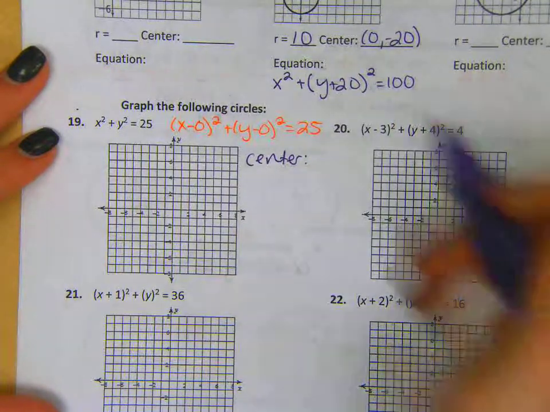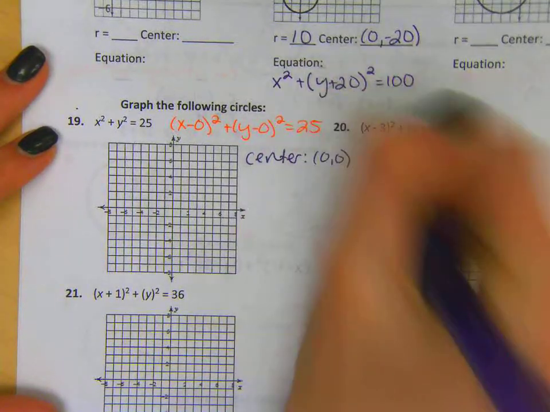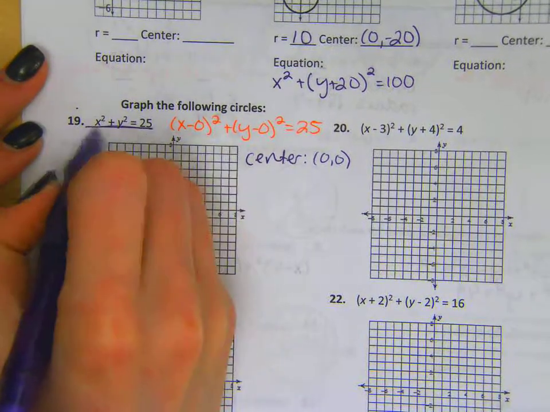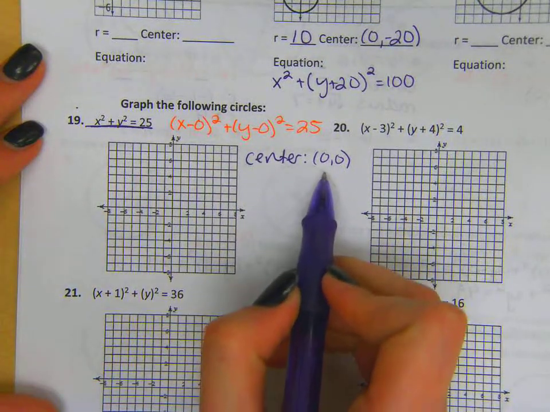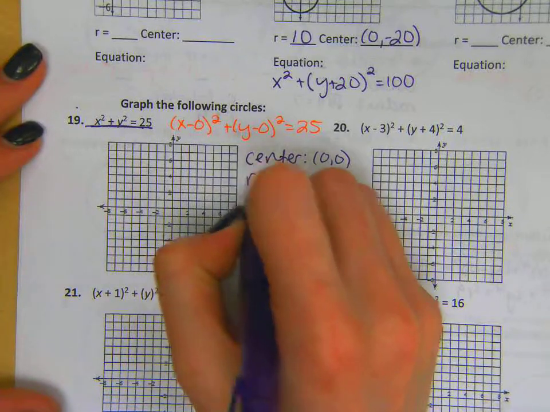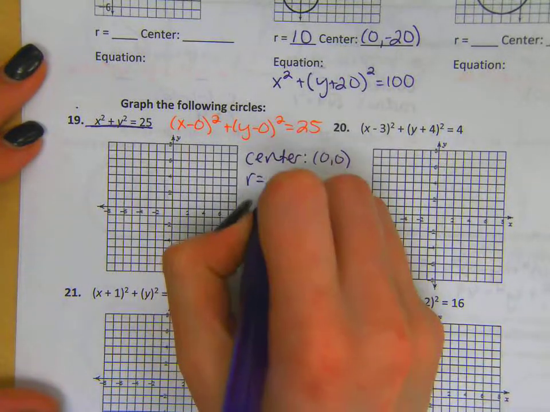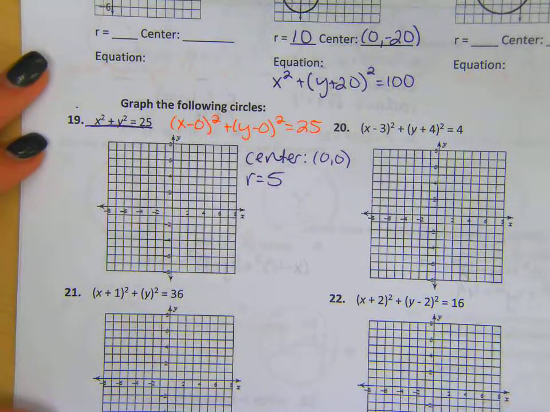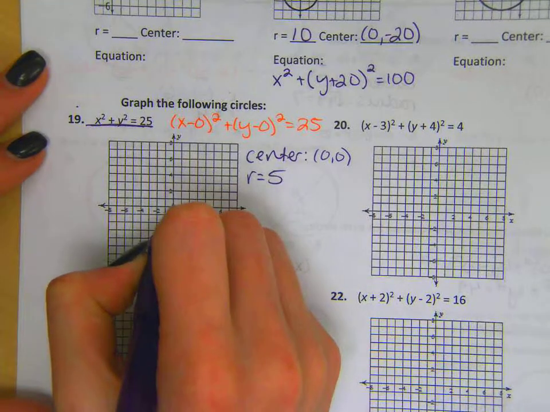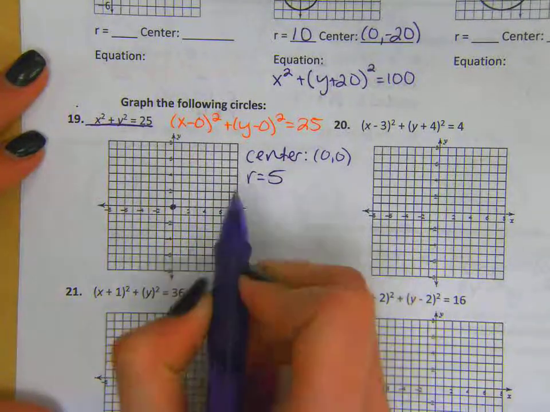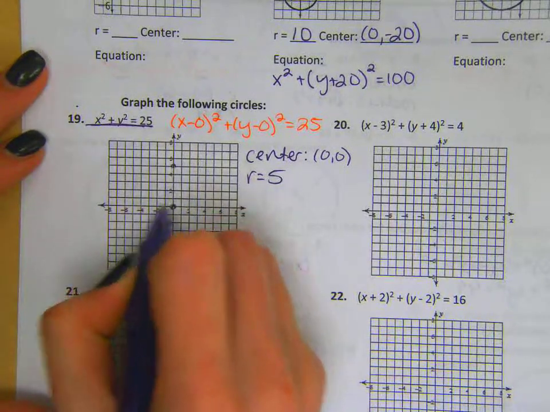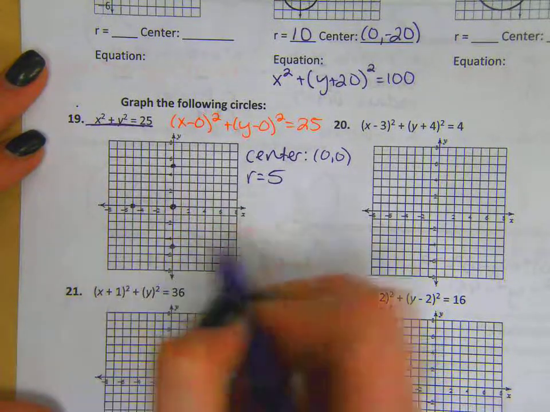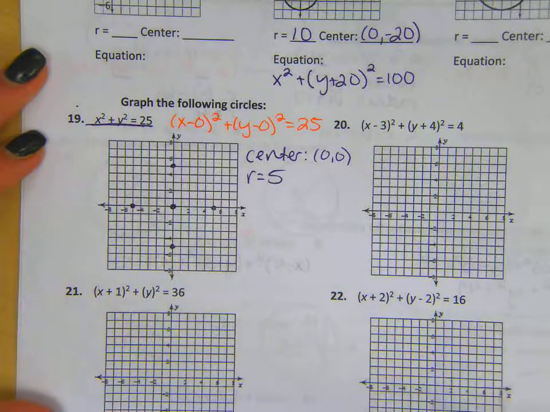So technically my center is 0, 0. We'll get used to seeing things like this with x squared and y squared and automatically knowing that the center is going to be at the origin. The radius, the square root of 25, is 5. We take the center and we plot it. 0, 0. We take the radius. So from the center, I'm going to go up 5 spaces, to the left 5 spaces, down 5 spaces, and to the right 5 spaces.